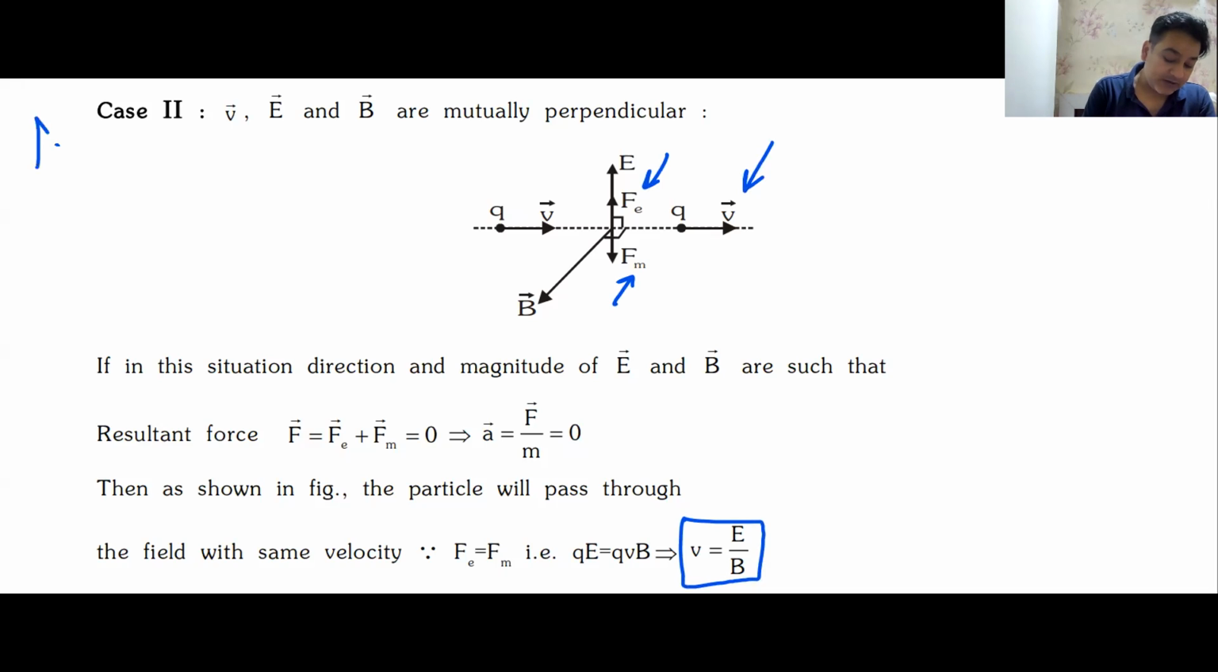This is a very peculiar case, and this might be the case which might come into the exam. So please note it down. I'll give you 2 minutes to do it.